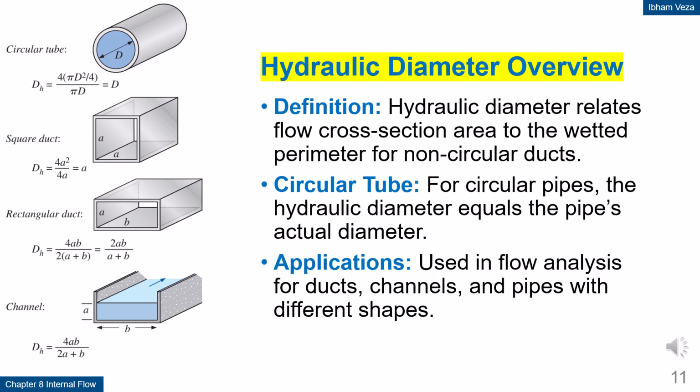Hydraulic diameter overview. The hydraulic diameter is used to represent the characteristic size of flow in non-circular ducts. This concept relates the flow cross-sectional area to the wetted perimeter. For circular pipes, the hydraulic diameter is equal to the actual diameter. This approach allows pipe flow equations to be applied to many different channel shapes. Therefore, flow analysis in ducts and channels becomes more uniform and consistent.